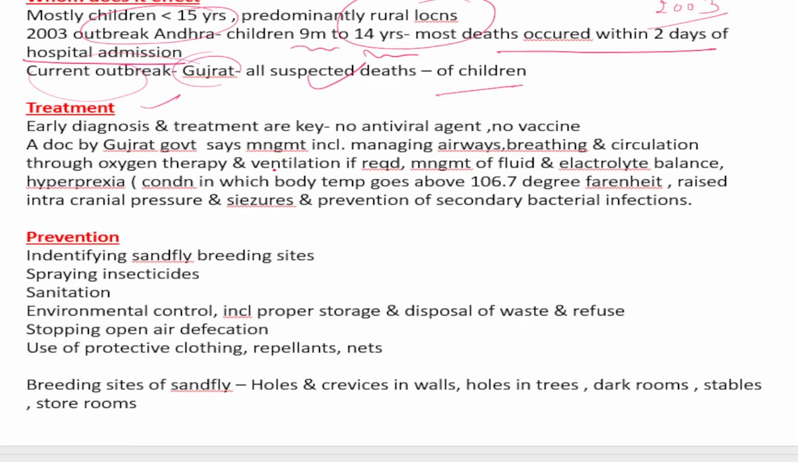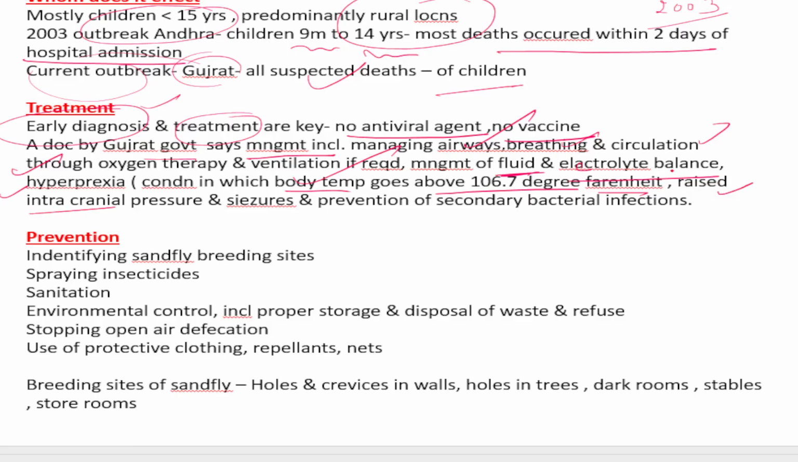Now what is the treatment? There is no antiviral agent and no vaccine for the disease, and early diagnosis and treatment are the key. And a document by the Gujarat government says that management of the disease includes managing the airways, the breathing and circulation through oxygen therapy, ventilation if required, management of fluid and electrolyte balance in the body, then management of hyperpyrexia. Hyperpyrexia is a condition in which the body temperature goes above 106.7 degree Fahrenheit. And management of raised intracranial pressure.